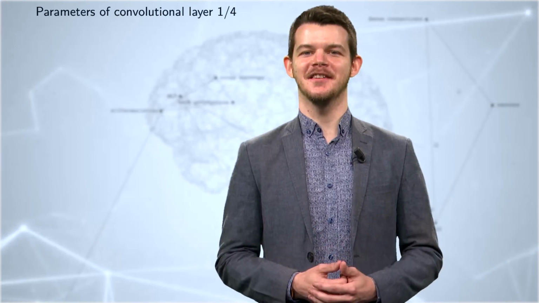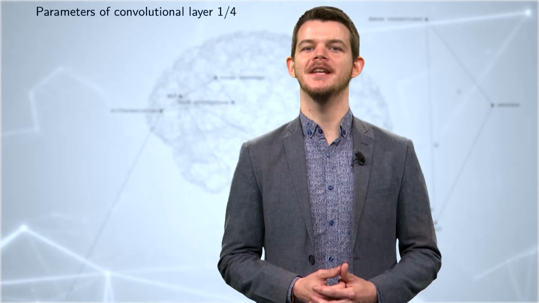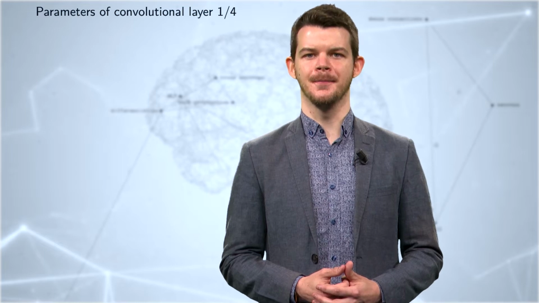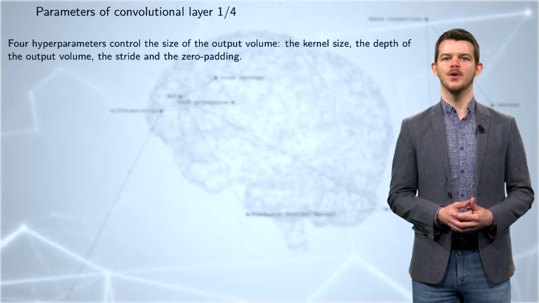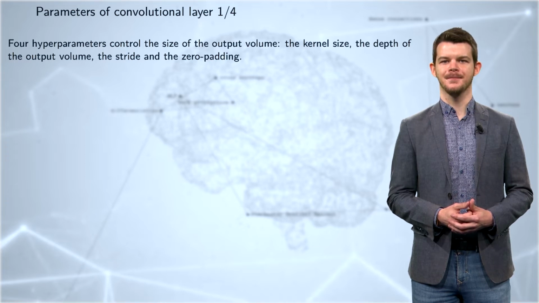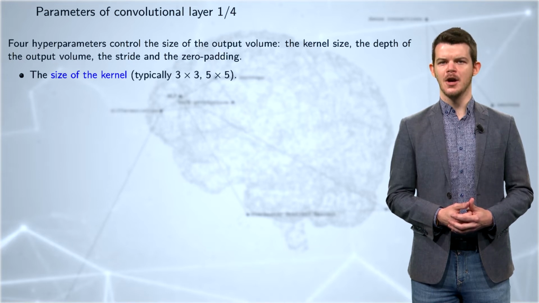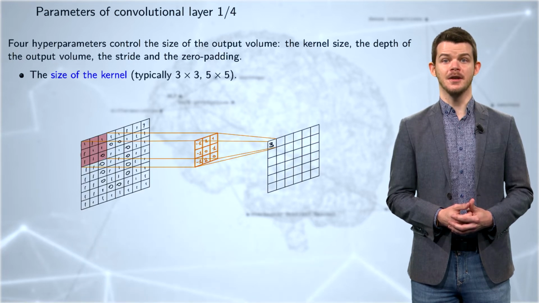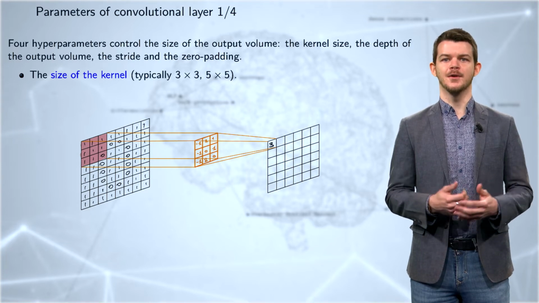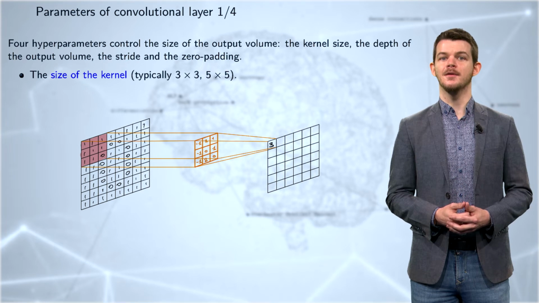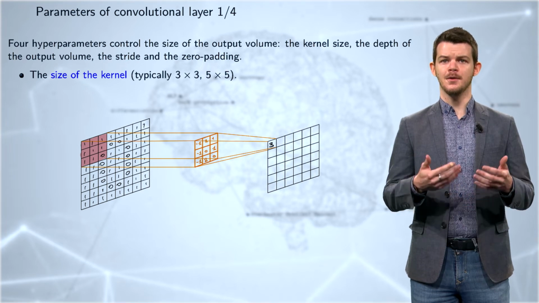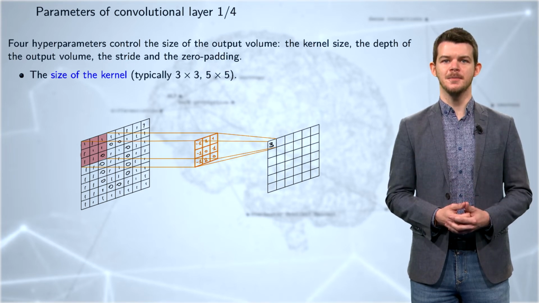Let us now detail the set of parameters we need to specify when implementing a convolutional layer. There are 4 different parameters for convolutional layers: the kernel size, the depth of the output volume, the stride, and the zero padding. The size of the kernel is typically 3 by 3 or 5 by 5. Usually, we just mention the spatial dimensions of the kernel since, as we have said before, the depth of the kernel is usually set to the depth of the input volume. Therefore, the depth of the kernel needs not to be specified.